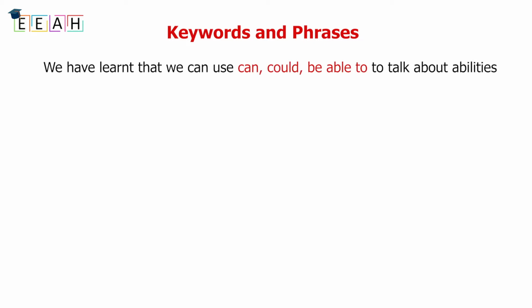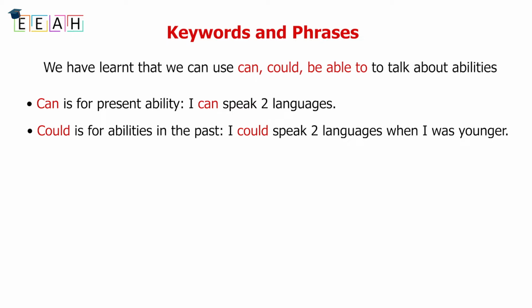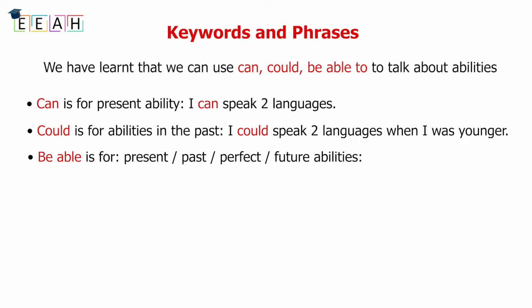Let's have a look at today's keywords and phrases. We have learned that we can use can, could, and be able to talk about abilities. Can is used for present ability, as in the example of I can speak 2 languages. Could is for abilities in the past. I could speak 2 languages when I was younger. Be able to is for present, past, perfect, and future abilities. For example, I'm able to speak German.